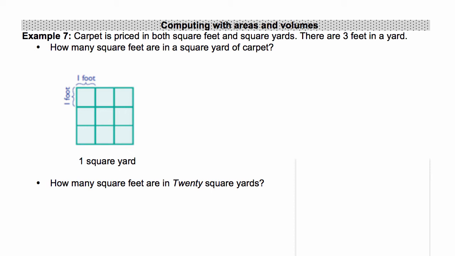Areas and volumes are important measurements for consumers. We will look at both in the next couple of examples. Example 7. Carpet is priced in both square feet and square yards. Of course, we know there are 3 feet in 1 yard. How many square feet are in a square yard of carpet?